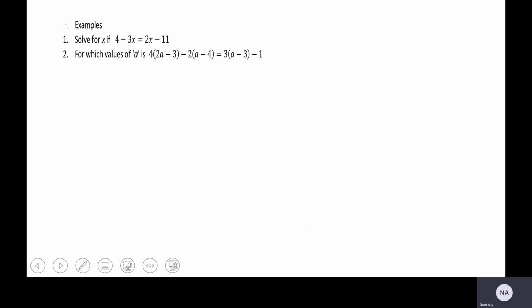So let's go through some examples, and I'm going to run through these very quickly because you are quite familiar with this. So in my solutions, number 1, solve for x. 4 minus 3x is equal to 2x minus 11. And you can decide what to do.